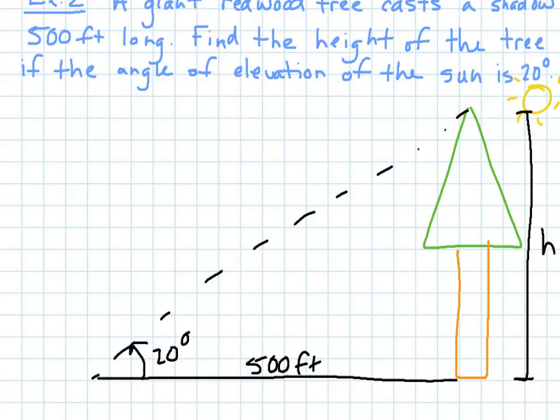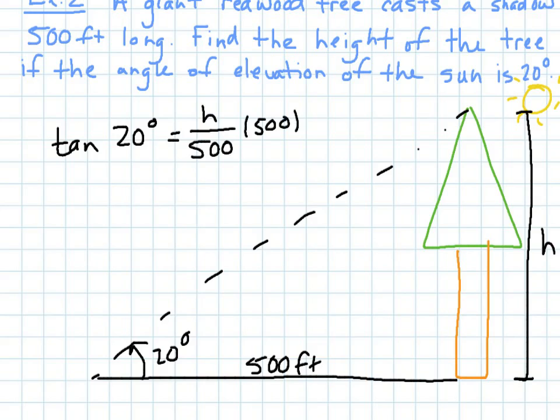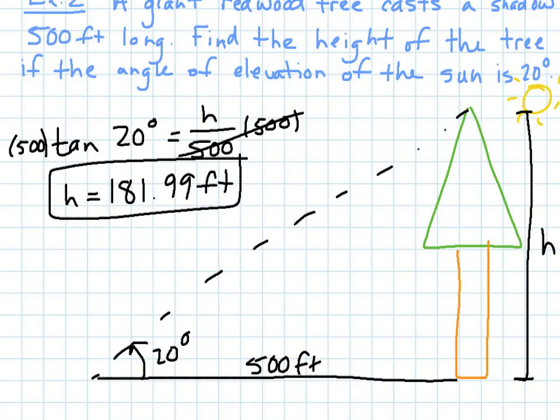Okay, so then now you need to use one of your trig functions. So here you have the opposite side, and then you also have the value of the adjacent side. You want to find the opposite side, so that means you need to use tangent. So tangent of 20 degrees equals h over 500, so opposite over adjacent. I would multiply both sides by 500. Okay. So then h should be that the height of the tree is 181.99 feet tall. Okay. Since I have a unit of measurement, I would need to put my label in there. Okay.